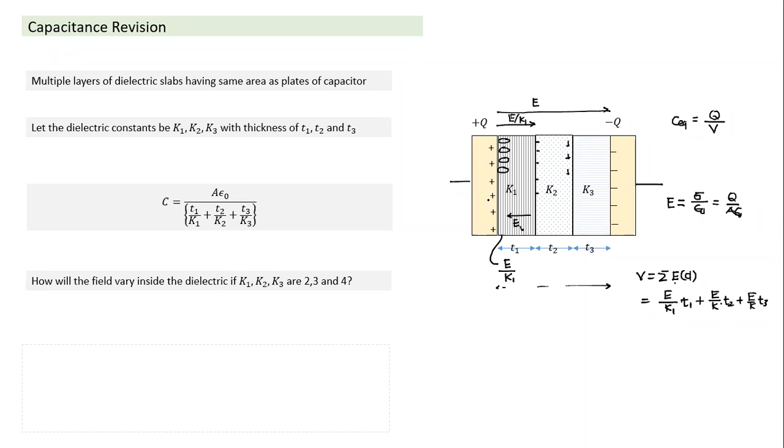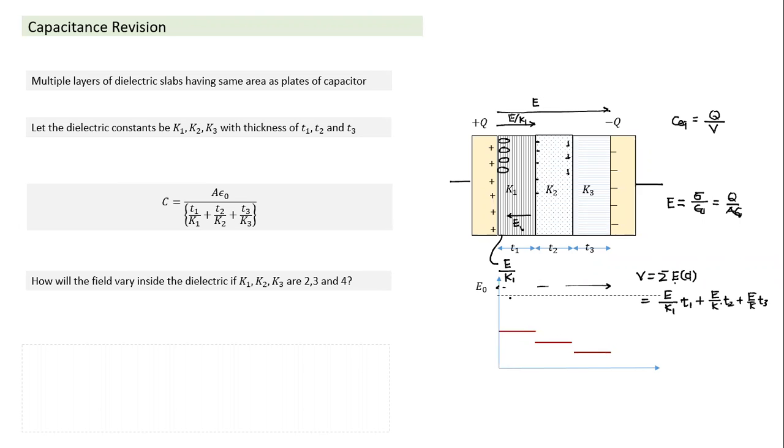Just to make you understand here, if K1 is equal to 2, this is 3 and this is 4. If the dielectric was not there, the field would have been E. So here the field will be E by 2, this will be E by 3 and this will be E by 4. So how will it look? This field was E naught in absence of dielectric medium. In this medium, for the first part it is half of that, second part 1/3 of that, and third part is 1/4 of that.